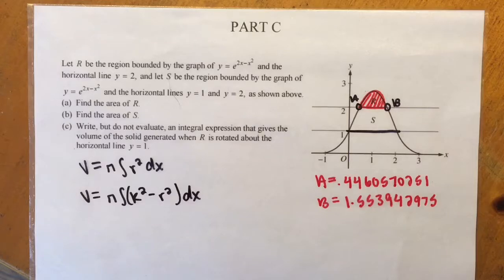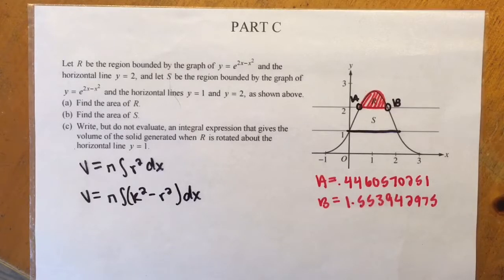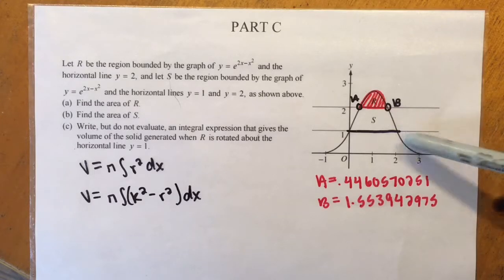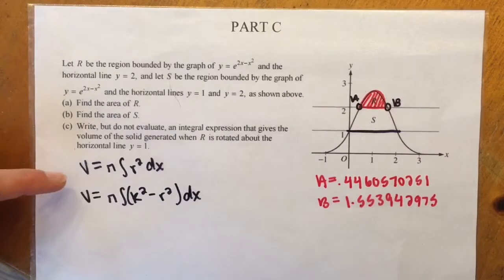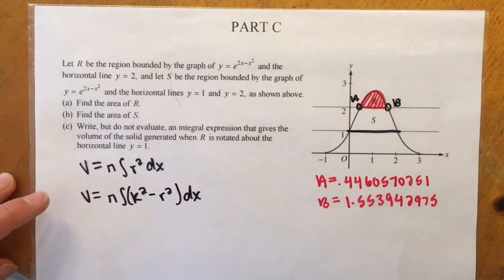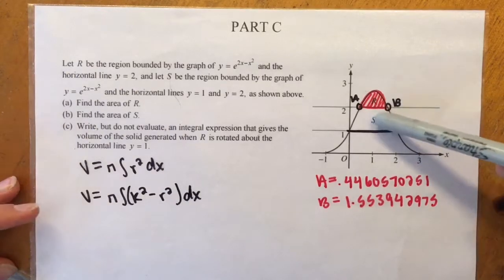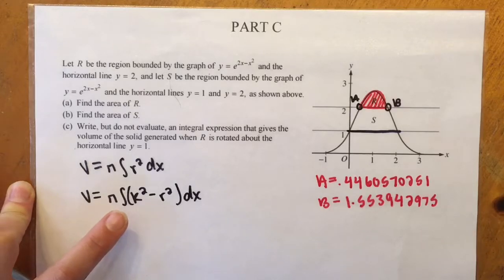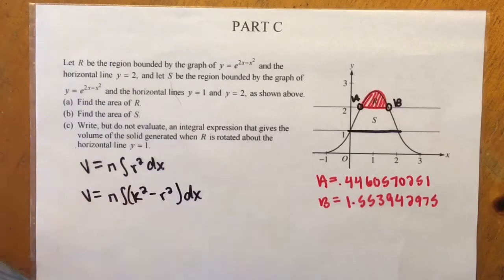All right, welcome to part C of our video. Part C reads, write but do not evaluate an integral expression that gives the volume of the solid generated when R is rotated about the horizontal line y equals 1. So we know that generally to find the volume of a solid, its volume equals pi times the integral of r squared dx. But in this case, since we're trying to omit S, it's going to be volume equals pi times the integral of big R squared minus little r squared.